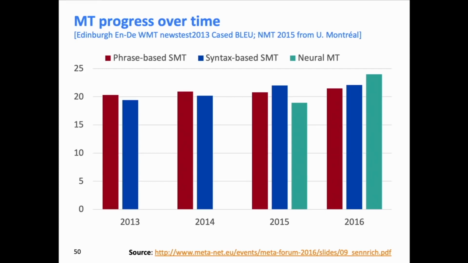a few years. So in this plot, we've got BLEU score on the y-axis, and you have 2 different types of SMT, which is the red and the dark blue bar plots. And what's happening is in 2015, neural MT enters the scene for the first time, and it isn't doing as well as SMT, and then the next year it's suddenly outperforming SMT.